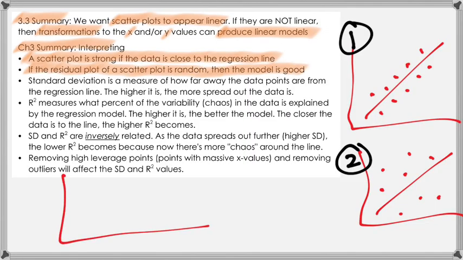Second bullet point, if the residual plot of a scatter plot is random, then the model is good. So I didn't pre-draw one of these, but let's just say you saw a residual plot with all of the data kind of scattered around. This that I just drew would be a very good representation of the scatter plot. But if you saw patterns in your residuals, so maybe it was going up and then down and things look a little curved, then this would indicate a bad data set. And again, that is a residual plot, not the actual scatter plot, but the residuals.